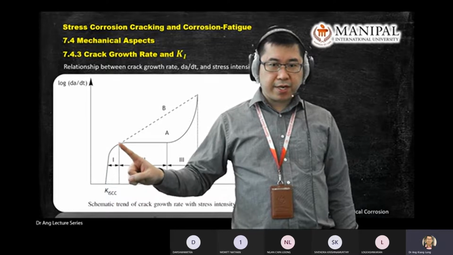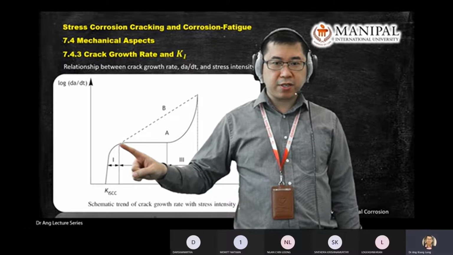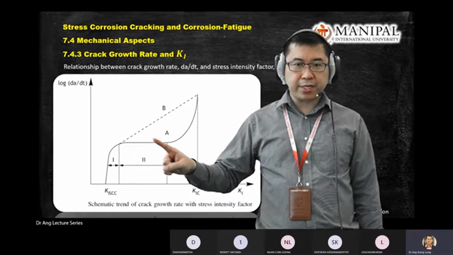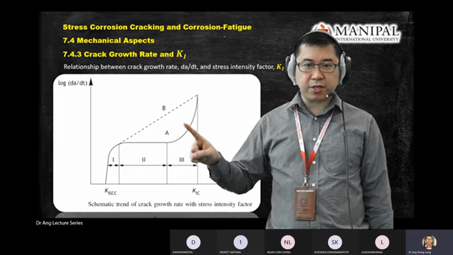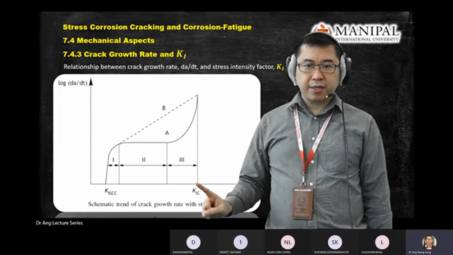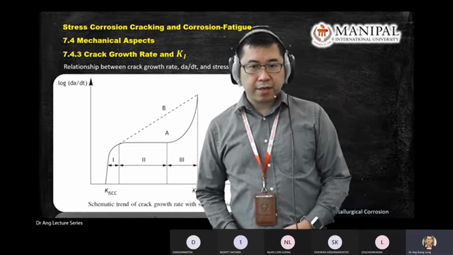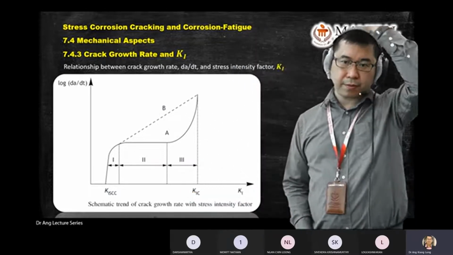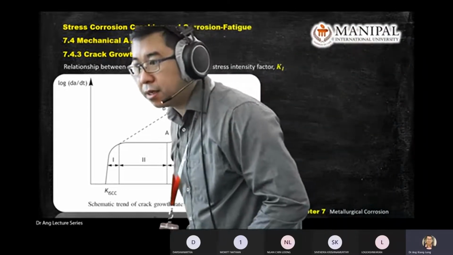Then at one point, there's no more propagation of the crack. You don't observe any propagation. And then at one point, propagation continues and then breaks. Once the object breaks, you reach KIC. Okay. So this is a general understanding about the graph.